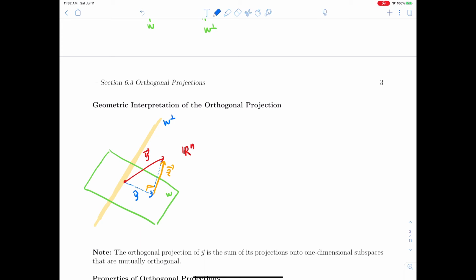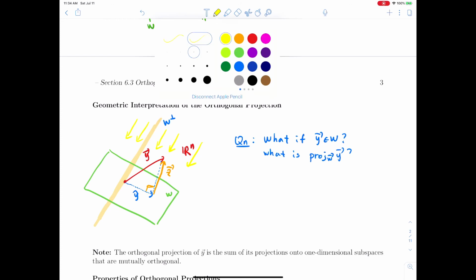Okay, then we can ask a question. What happens if y is in fact an element of W? What can you tell about the projection of y onto W? Geometrically, we can regard y hat as a shadow when you put the light toward the orthogonal direction of the given subspace W. So these yellow ones are light.